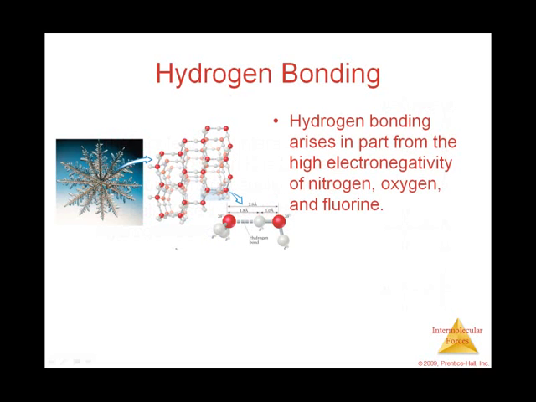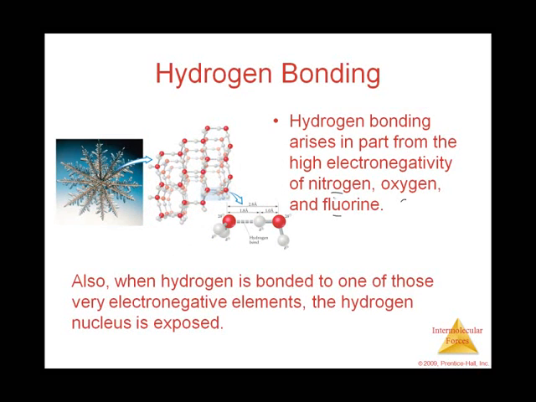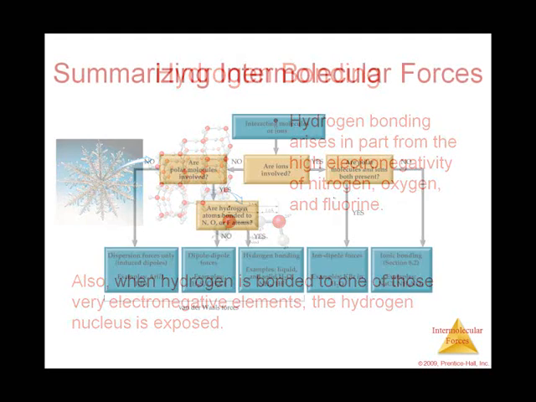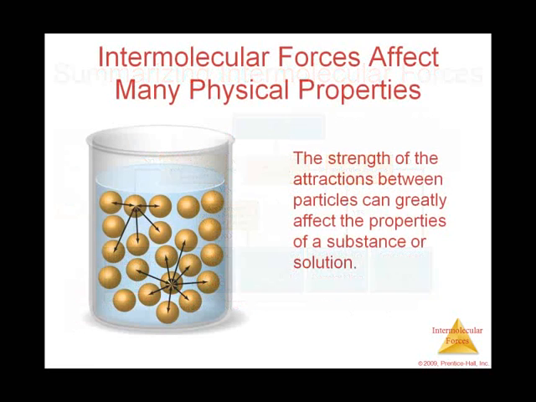And it arises in large part because the nitrogen, oxygen, and fluorine are all very, very electronegative. They really have a large pull on the atom, causing greater dipoles. There's also a little bit of this: when you have one of these attracted to a hydrogen, the nucleus of the hydrogen is somewhat exposed, making it even more polar. Okay? So here's a chart that you can refer to when you're thinking about intermolecular forces.